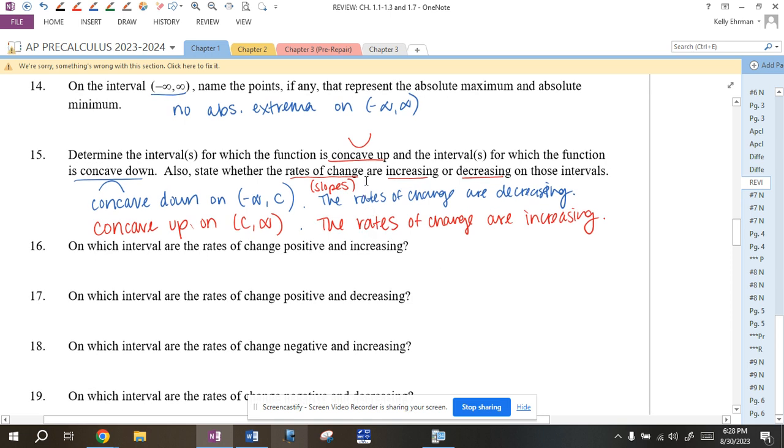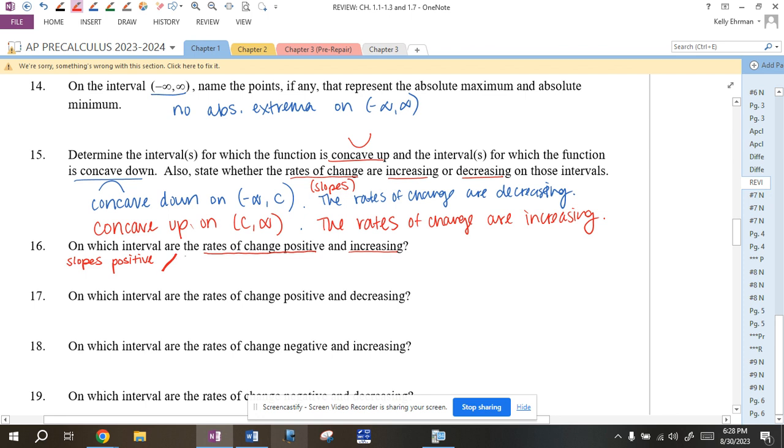These next questions I kind of drew inspiration from the AP Classroom problems. So on which intervals are the rates of change positive and increasing? Let's break that into two things. I'm going to say slopes instead of rates of change. Slopes, positive. Think about what that means. Draw a positive slope.